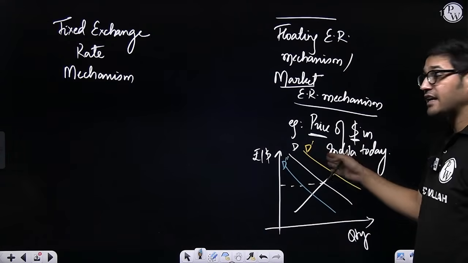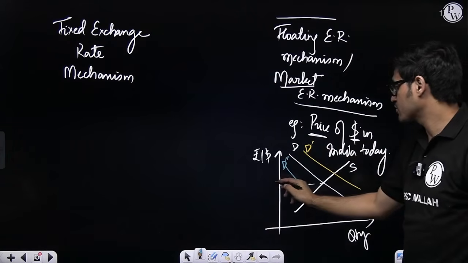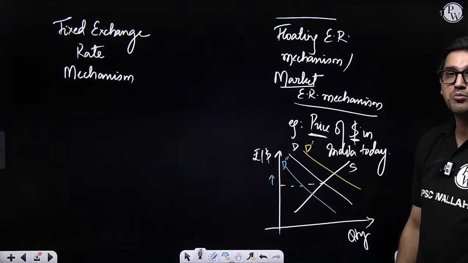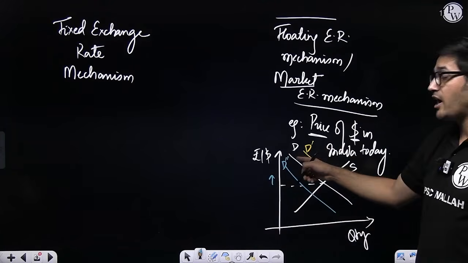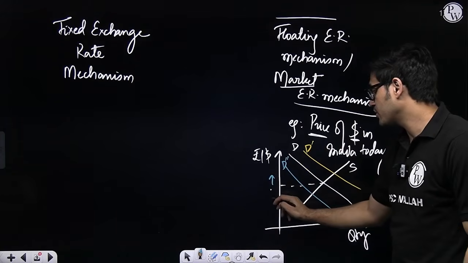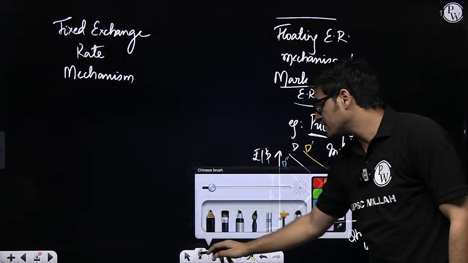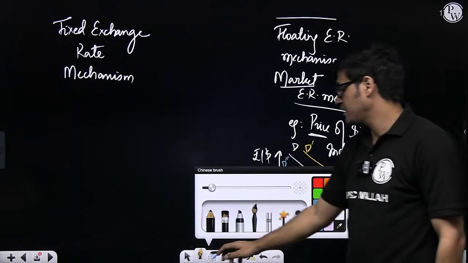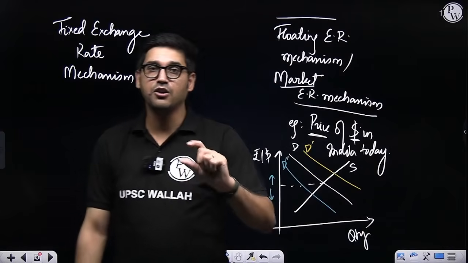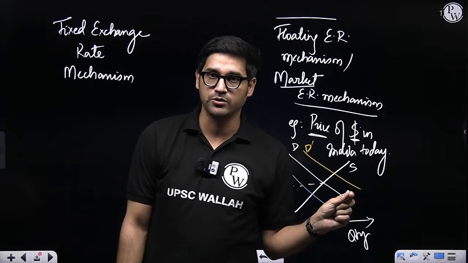When demand increases in relation to the supply, what is going to happen to the price? The price is going to move up. When the demand reduces in relation to the supply, what is going to happen to the price? The price is going to reduce. Any increase in the price of foreign currency means that your currency is losing value.